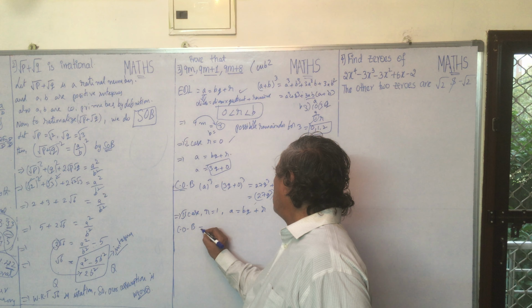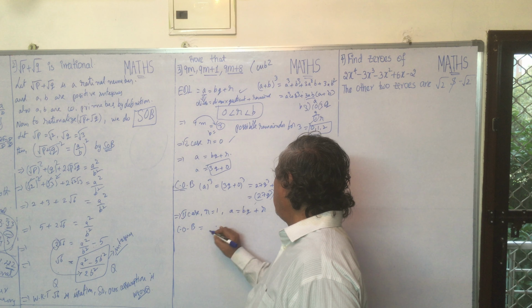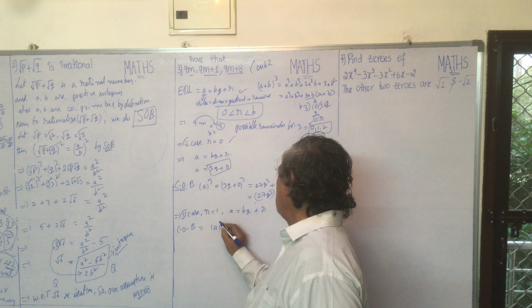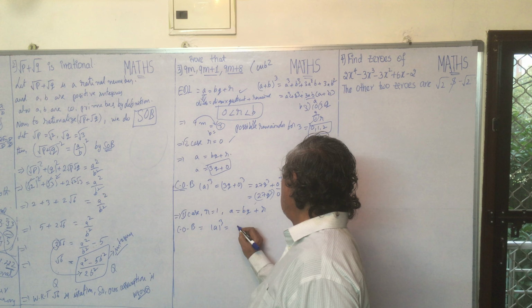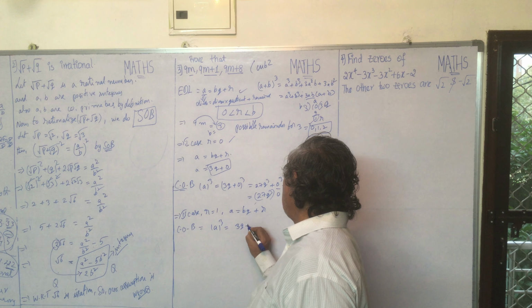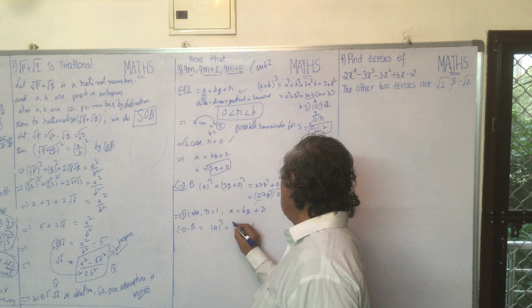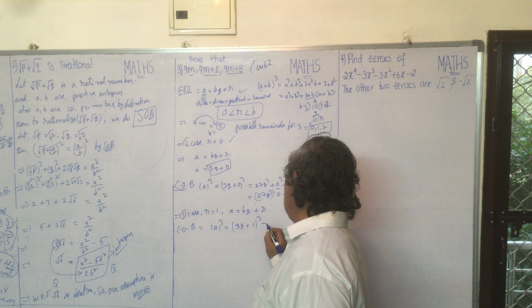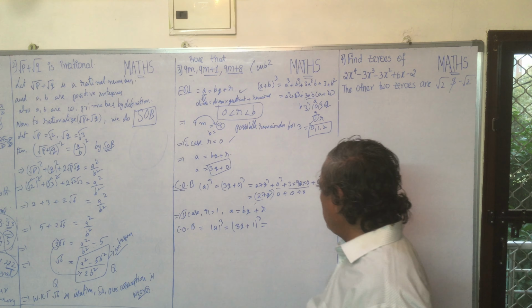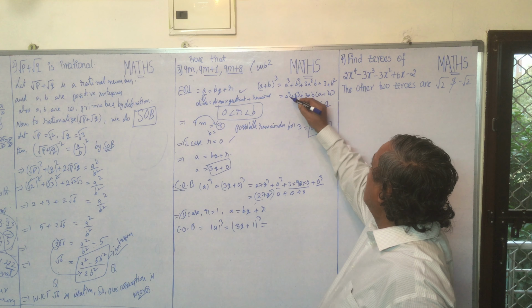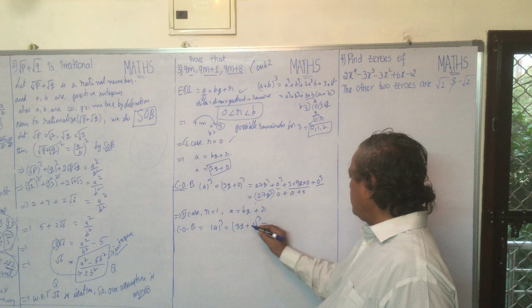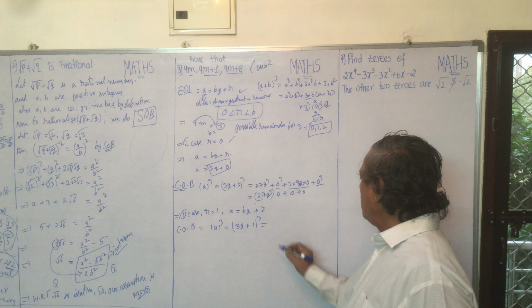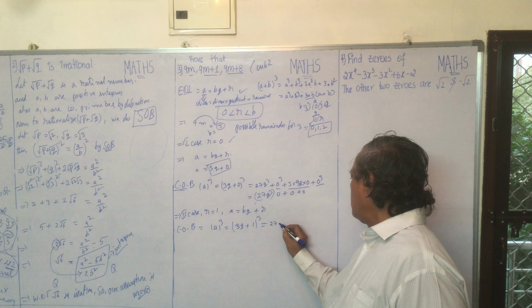Cubing on both sides. A cube is equal to B cube plus R. B is 3, so 3 cube plus R is equal to how much? Squaring on both sides. What is that? First observe this. A cube is, this is A, this is B. How much? 27.